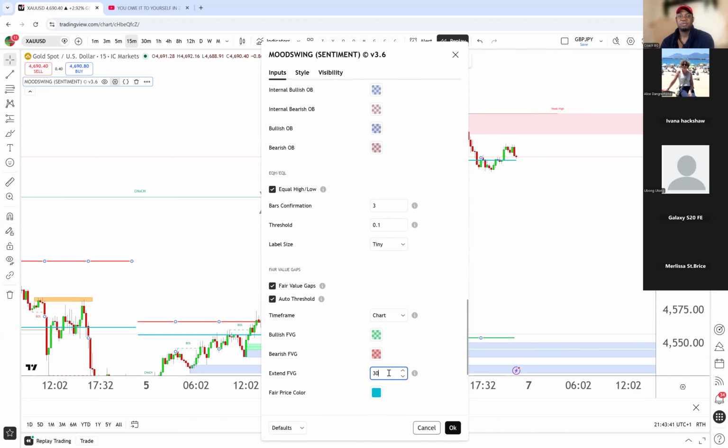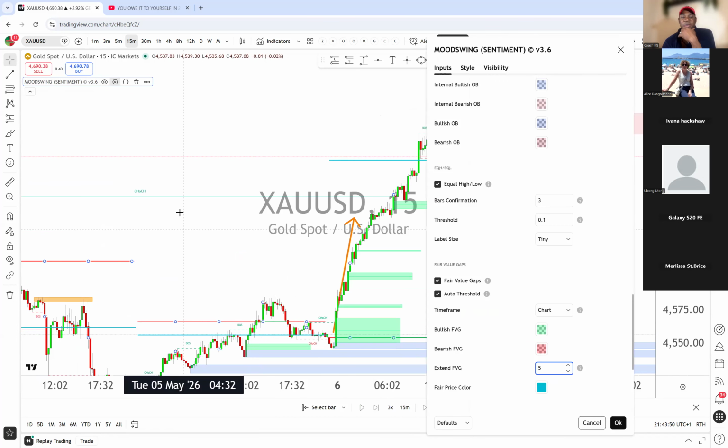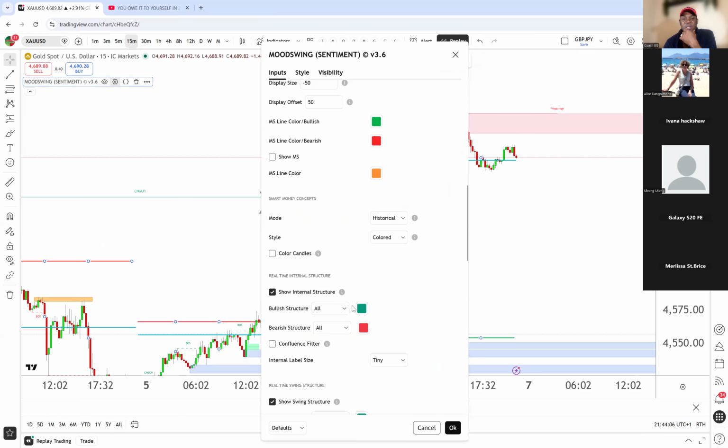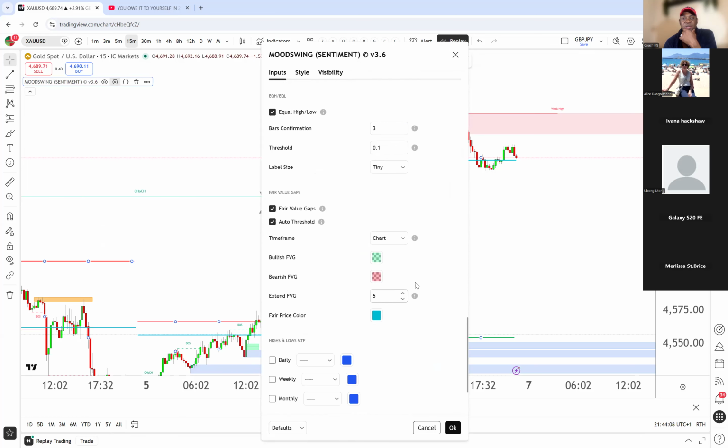So instead of 30, we could make it 5 or even 1. So let's change it to 5 and just see the difference. Okay, so you see it shows up a little bit shorter. Personally, I think that for visual, it's better to have it longer than shorter. So I'll keep it on 30.